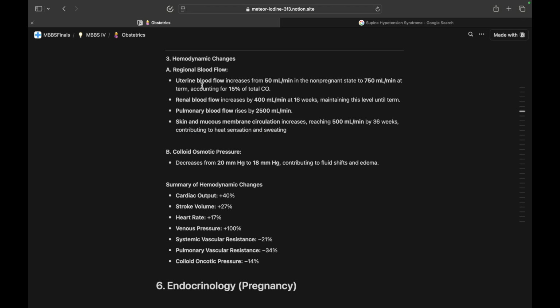So, again uterine blood flow 50 to 750. Renal blood flow increases by about 400 ml. So, that is there. Pulmonary flow rises by 2500 ml. Skin and mucous membrane circulation increases, reaching 500 ml by 36 weeks.